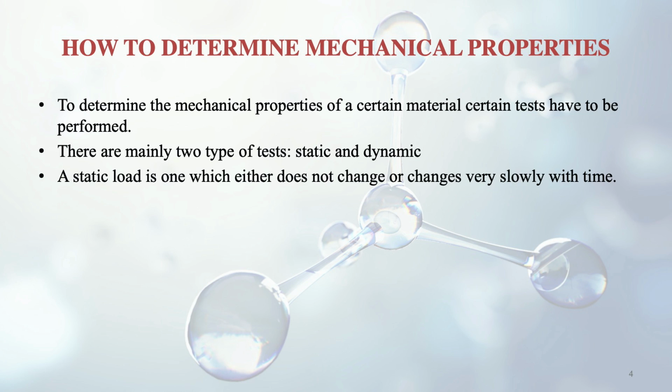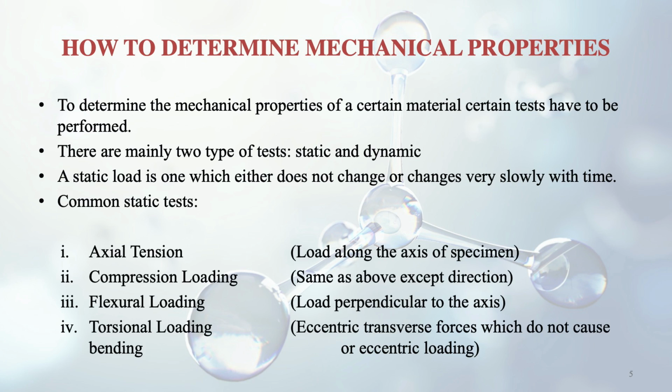So how to determine the mechanical properties? When we talk of mechanical properties, we should also know the ways to determine them. There are different ways: the static ways and the dynamic ways. The common static tests are like the axial tension test, where the force is applied along the axis of the specimen.